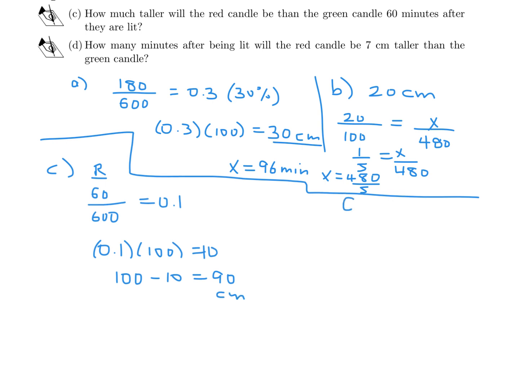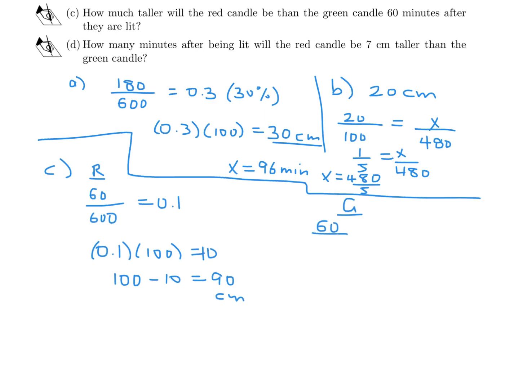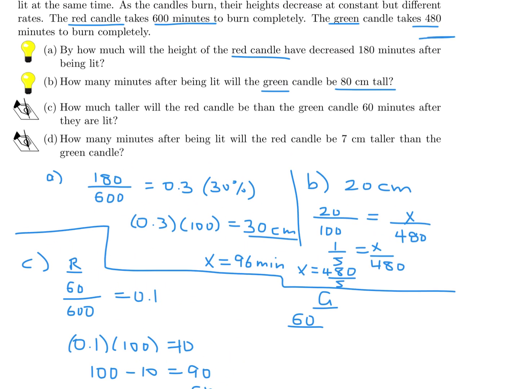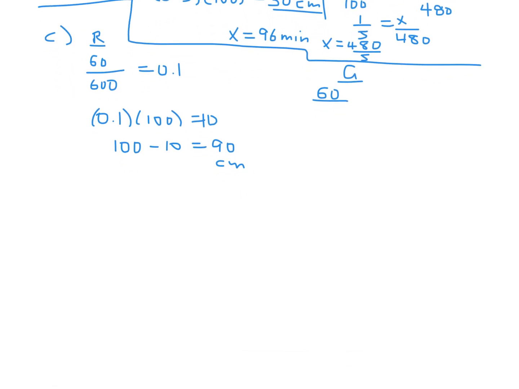Now we'll do the exact same thing for the green candle. It's 60 minutes, but this time we have to use 480, right? Yeah, 480. So 480 is the fraction of time, and I believe that is 0.125, 12.5%. So that's how much of the 100 centimeters is burned. So 12.5 centimeters are burned. So how much is left would be 100 minus 12.5, which is 87.5.